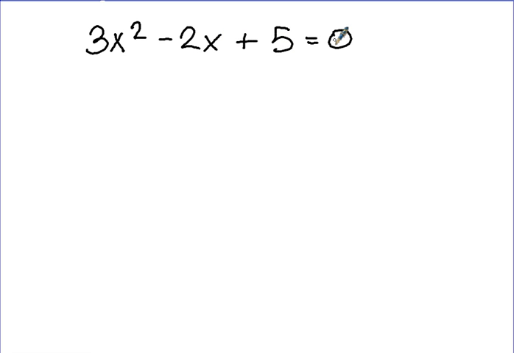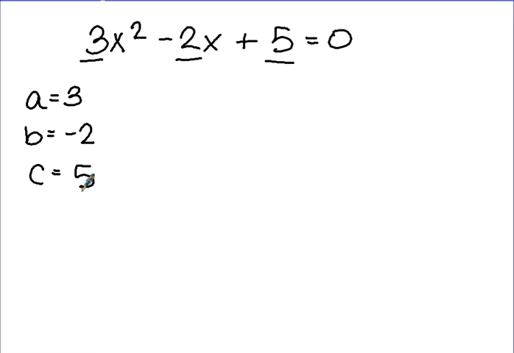Now, remember, back in the previous slide, my quadratic equation looked like this. Ax squared plus bx plus c equals 0. And I said a, b, and c can be real numbers. These numbers are your a, b, and c. So we're going to use these numbers as a, b, and c. A is 3, b is negative 2, and c is equal to 5. We're going to substitute them into our quadratic formula.